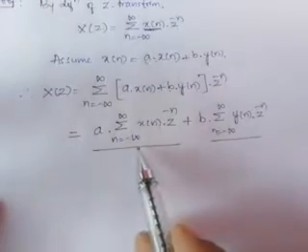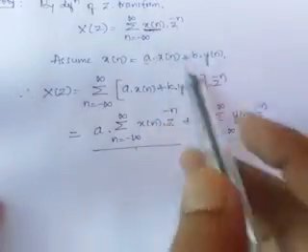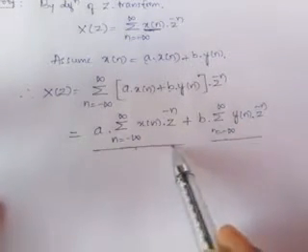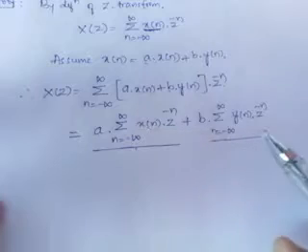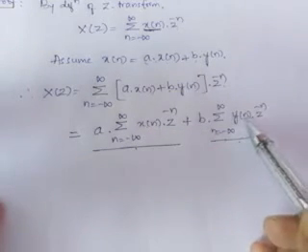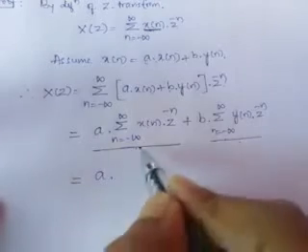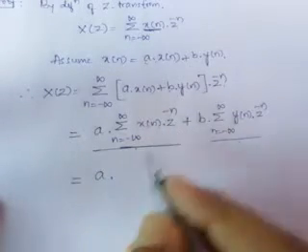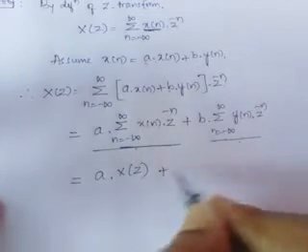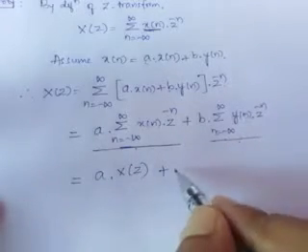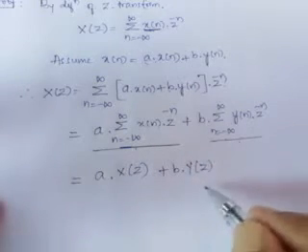Let us compare these two parts with the definition of Z transform. This term is the Z transform of the sequence x of n, and this is the Z transform of the sequence y of n. Hence I write a into ZT of x of n, that is x of z, plus b into ZT of y of n, that is y of z. Hence we prove.